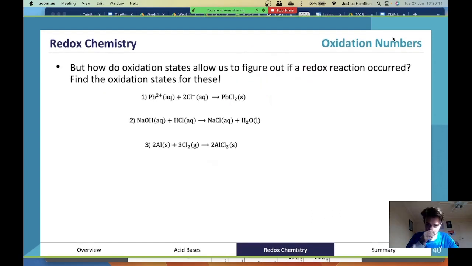All right, very good. So, how do oxidation states allow us to figure out if a redox reaction occurred? So, what we need to do is we need to find the oxidation state. So let's go through and have a look at the oxidation states of everything here. So, what I've got here is I've got +2. What I've got here is -1.